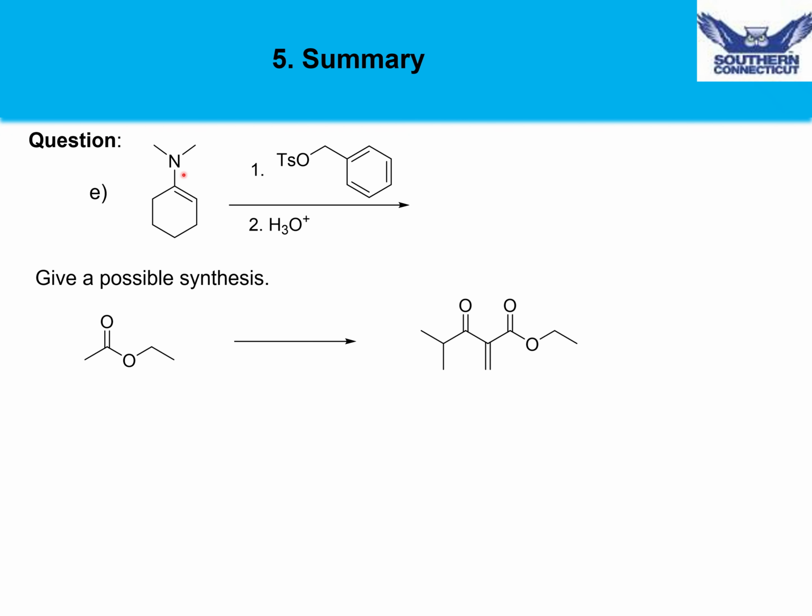In the next question, we want to use an enamine, and we're going to react it with this alkyl tosylate. Enamines, remember, are nucleophilic at the alpha carbon. In the last question for the summary, we want to do a synthesis of converting this ester into a 1,3 keto ester.